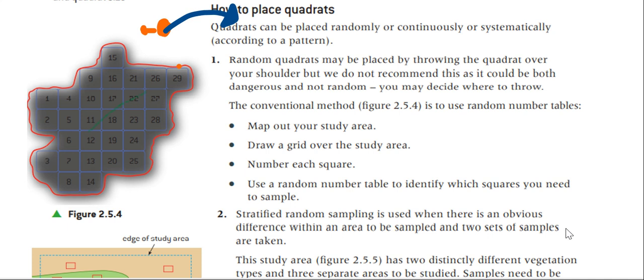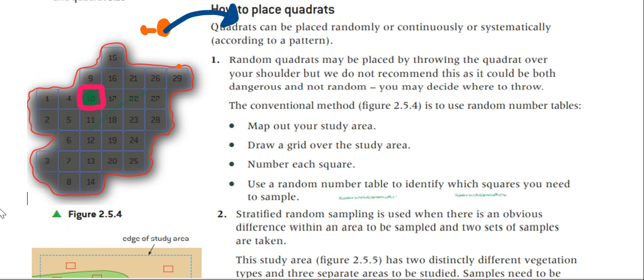use a random number table to identify which square you need to sample. For example, you have all of these numbers written on a piece of paper, and you randomly shut your eyes and pick one of them, and you get, for example, 10. So now you have to study this area, which is number 10. And you will study only this area because that's what you randomly picked. There can be several different ways to make this process random, but it has to be random in order to make it correct and accurate.